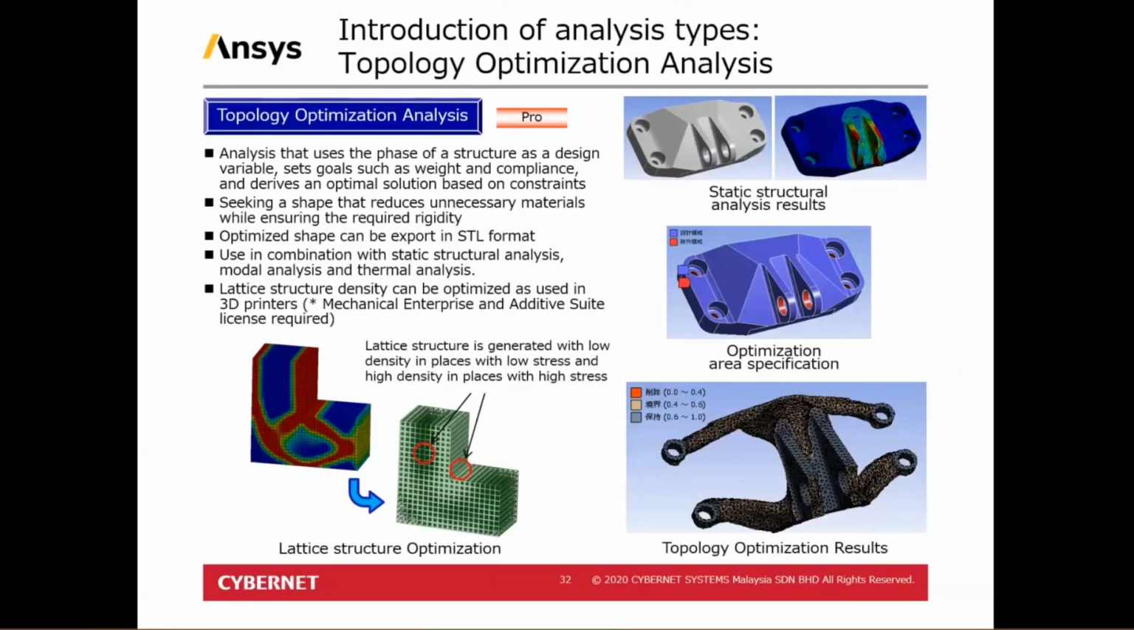Now, after the optimal shape has been found, it can be exported in STL format for design verification or for further use. In ANSYS, topology optimization can be used in combination with structural analysis, modal analysis, and even thermal analysis. Plus, ANSYS topology optimization can also optimize a solid structure and change it into a lattice structure, which in the world we live in right now, where 3D printing is becoming more and more accessible, is a very useful feature indeed.